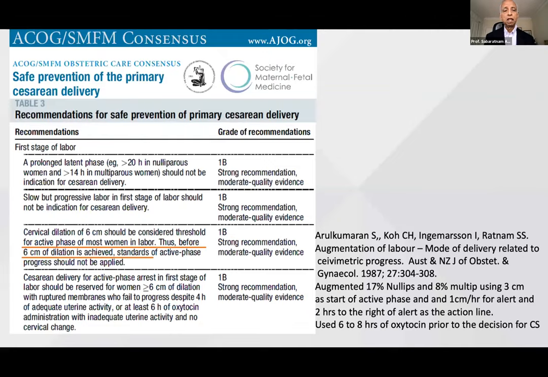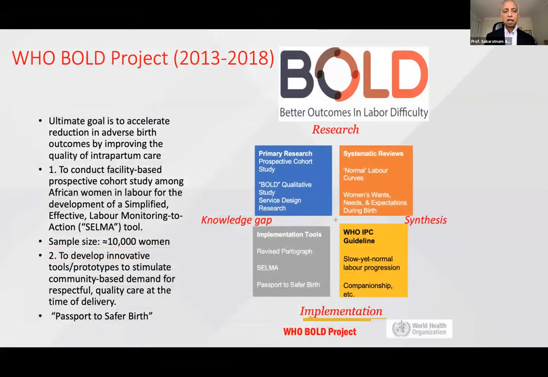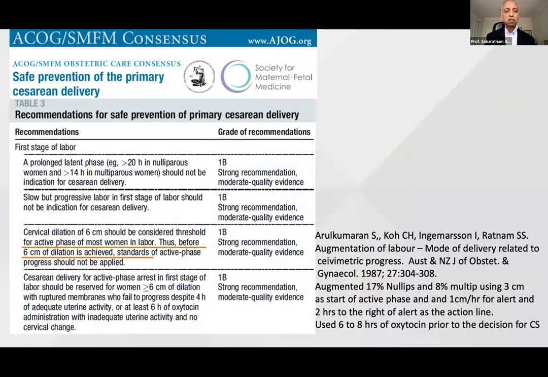The American College took all this evidence and they suggested that the prolonged latent phase should not be called unless they give at least 20 hours in nulliparous and 14 in multiparous. And they also said that cervical dilatation of 6 centimeters should be considered as the active phase of labor. So individual countries started doing their own, and they also said they should be given at least 4 to 6 hours of augmentation if they are not progressing.